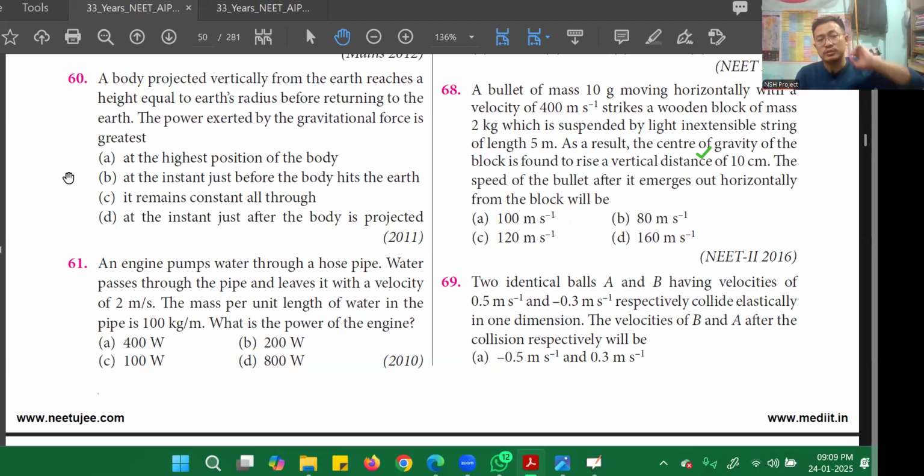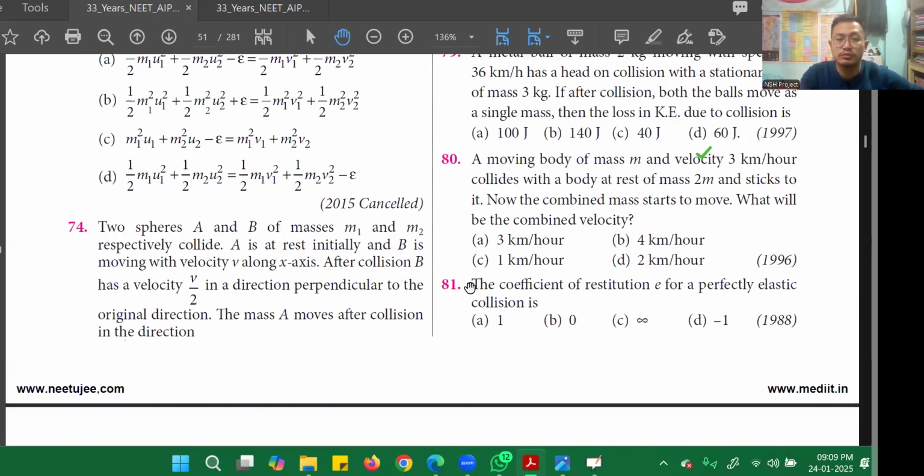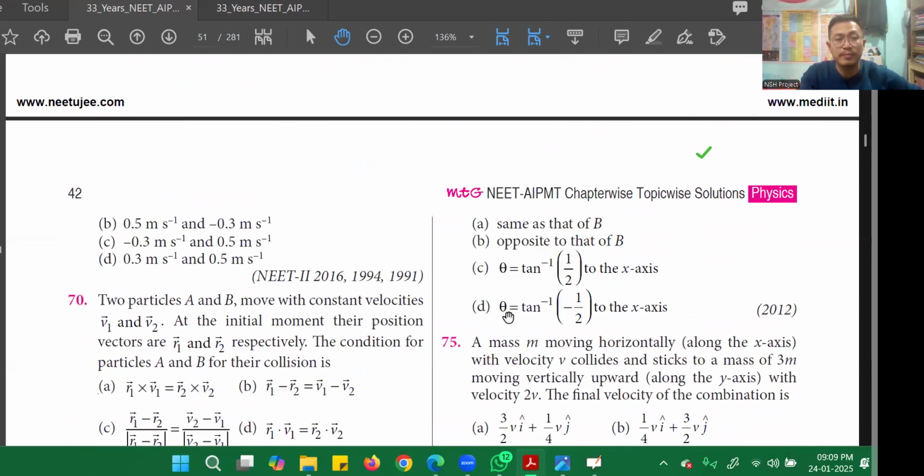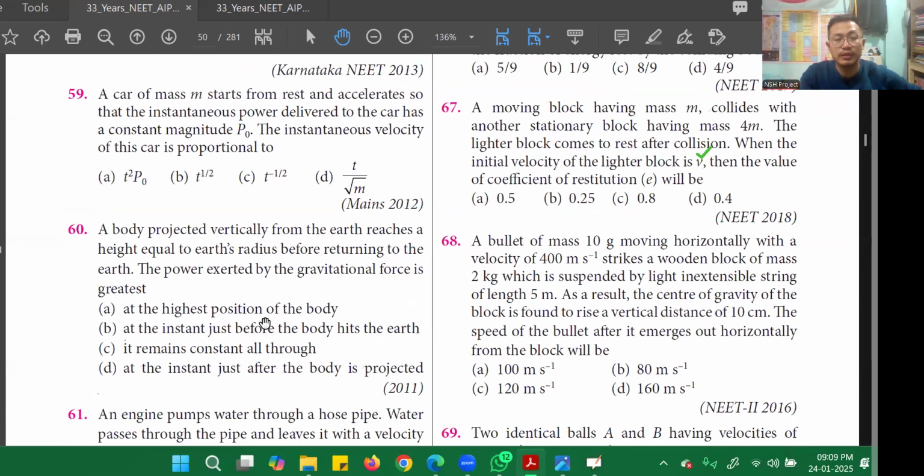So option number D is the answer. Question number 60 is controversial, because some say the answer is option B, at the instant just before the body hits the earth.